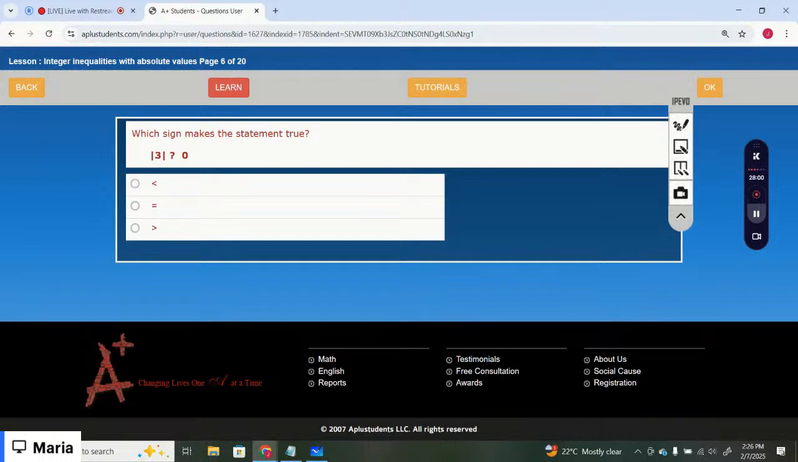Which sign makes the statement true? Absolute value of 3. You have to compare it to 0. Absolute value of 3 is 3. And you have to compare it to 0. So 3 is greater than 0. The correct option is greater.